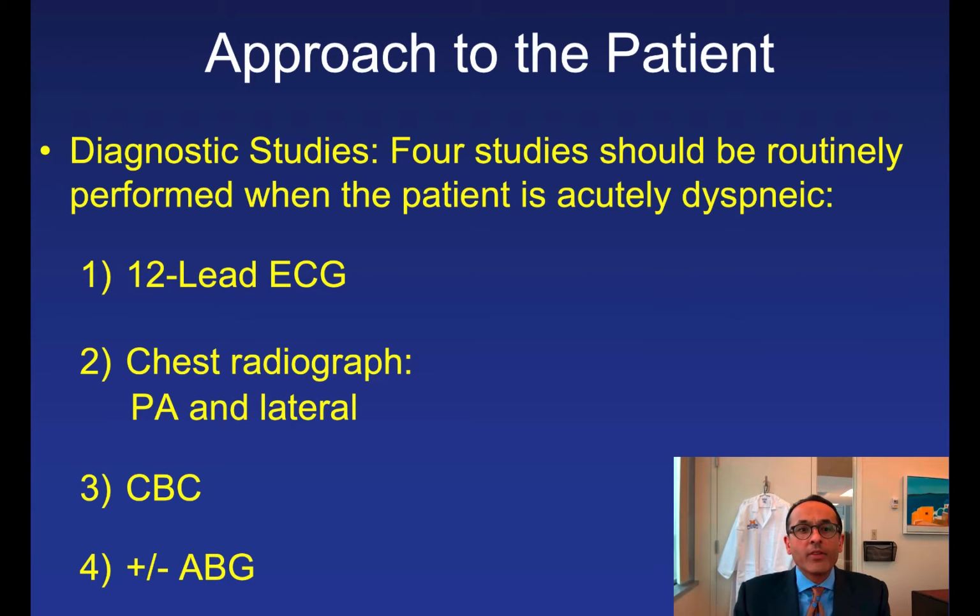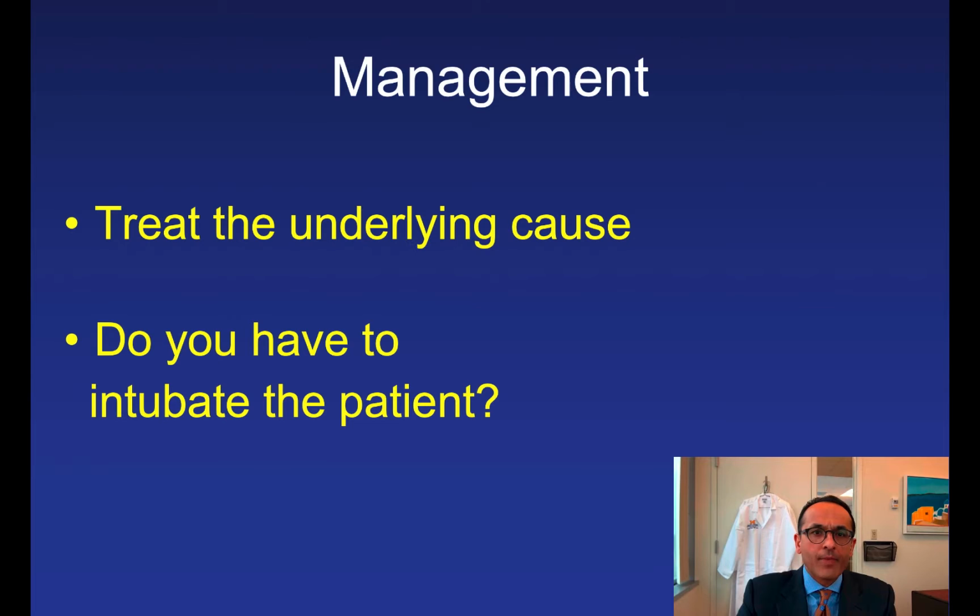But these 4 would be the 12-lead EKG, chest radiograph, ideally a PA and lateral, CBC looking for anemia or evidence of sepsis, and then plus minus a blood gas. But a lot of people use the pulse oximeter instead of the blood gas.